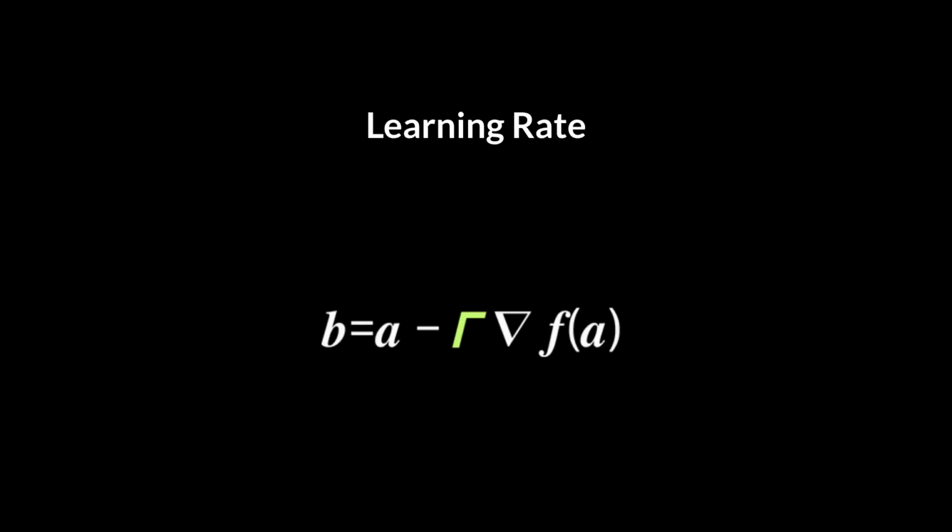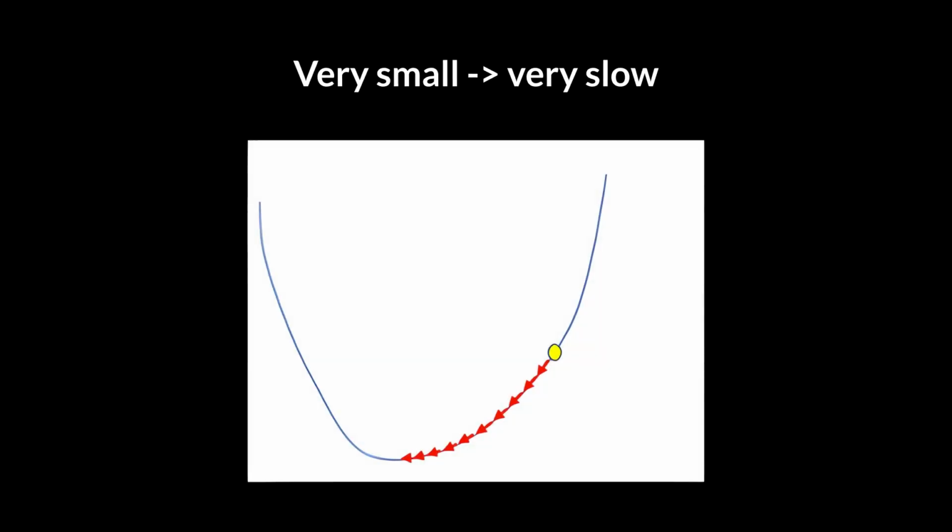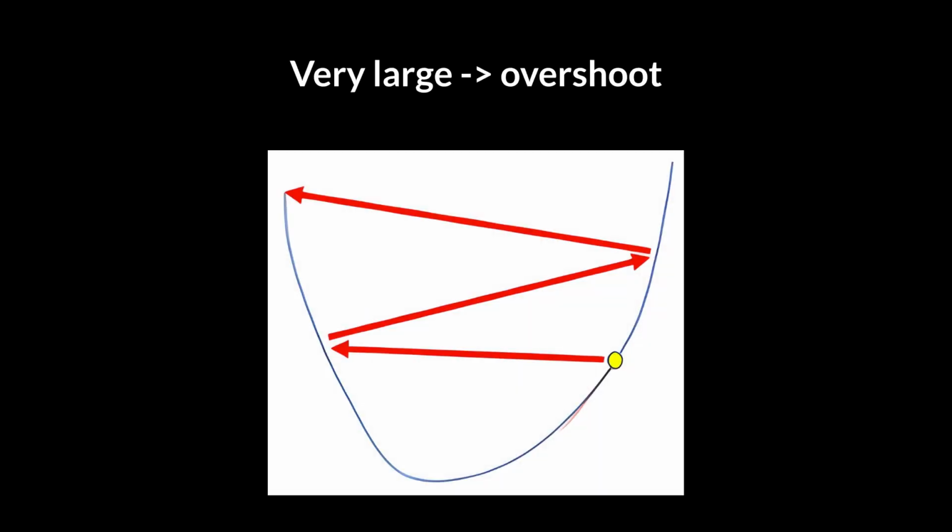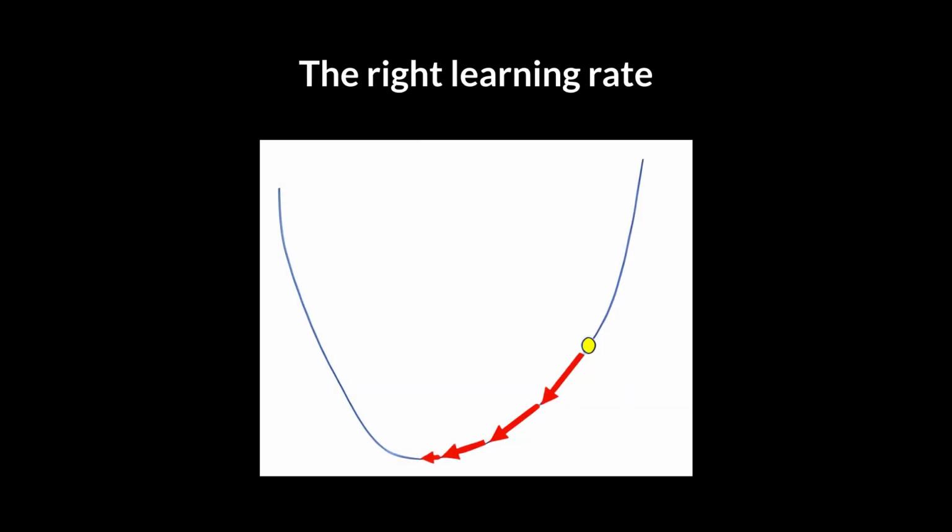The learning rate is a crucial hyperparameter in gradient descent. If the learning rate is too small, the algorithm will make very slow progress towards the minimum. On the other hand, if the learning rate is too large, the algorithm may overshoot the minimum and fail to converge or even diverge. Finding the right learning rate often requires trial and error or more advanced techniques like adaptive learning rates.